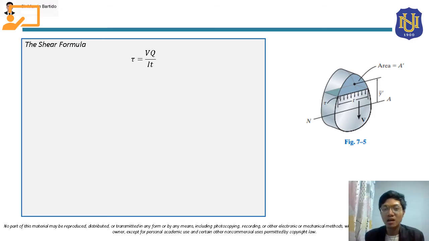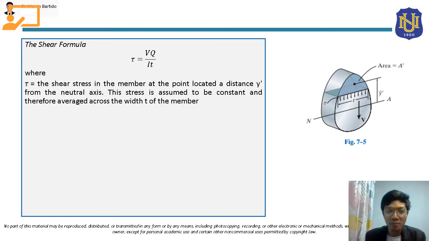Okay, so finally, class, this is now the shear formula: tau is equal to VQ over It. In some textbooks, the notation used for this t is b, so it can also be VQ over Ib. That's just the same. Here, tau is the shear stress in the member at the point located at a distance y prime from the neutral axis. This stress is assumed to be constant and therefore average across the width t of the member. And take note, class, that from our derivation, this shear stress is actually the longitudinal shear stress.